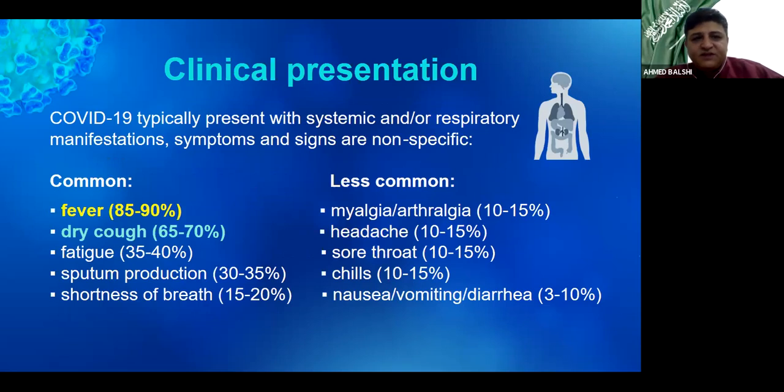What about the clinical presentation of the patient with COVID-19 pneumonia? There are no specific symptoms, but the most common we observe is fever, seen in 85 to 90% of patients, and dry cough, not productive, in 65 to 70% of patients. These are the most common symptoms. Also increased work of breathing clinically and fatigue. Less common, in 3% to 10%, are GI symptoms, sore throat, headache, and chills.